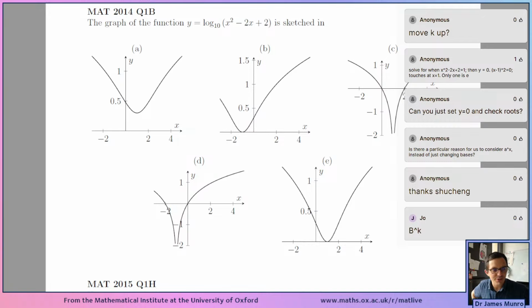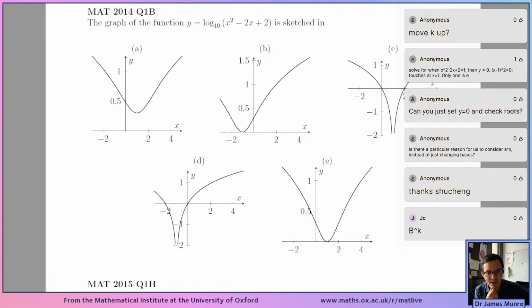Set y equals 0 and check roots. I like that. Let me think about that. So that would be the question, when is log base 10 of this quadratic equal to 0? That's a bit like saying, when is the quadratic equal to 1? Which is an equation you can work with, right? x squared minus 2x plus 2 equals 1. It's a quadratic. What's the answer to that? Oh, I think I know the answer to that. Subtract 1 from both sides. It's a quadratic I've seen before.